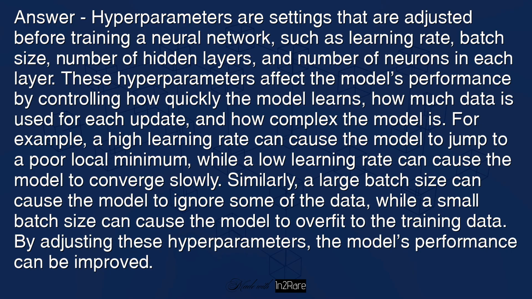For example, a high learning rate can cause the model to jump to a poor local minimum, while a low learning rate can cause the model to converge slowly. Similarly, a large batch size can cause the model to ignore some of the data, while a small batch size can cause the model to overfit to the training data. By adjusting these hyperparameters, the model's performance can be improved.